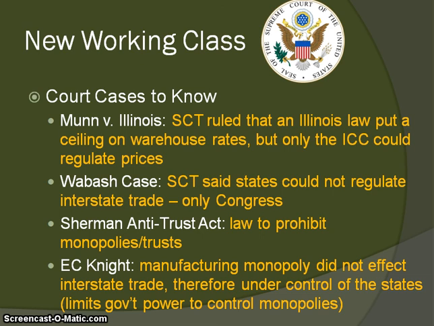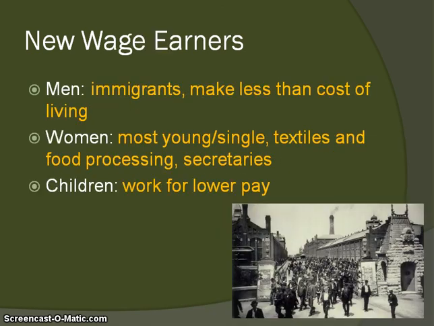Sherman antitrust law, the first one to try to prohibit monopolies, was not very successful because it was not very powerful. And the E.C. Knight case kind of also allowed some monopolies to exist if they were managed in manufacturing. New wage earners, men were mostly immigrants, some women, in textiles and food processing, and children would work for lower wages.